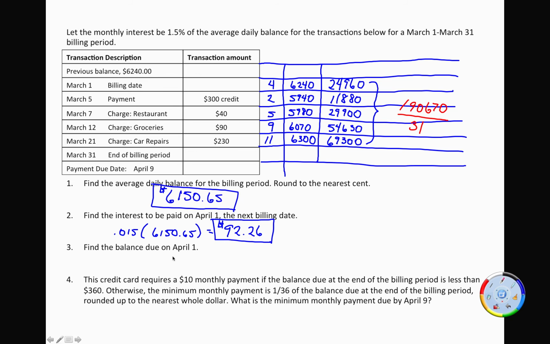Okay, so my balance due on April 1st. Now let's look up here at my balance. Right here was my last balance at the end of the month. But then they're going to add $92.26. So my balance that is due now is $6,392.26.